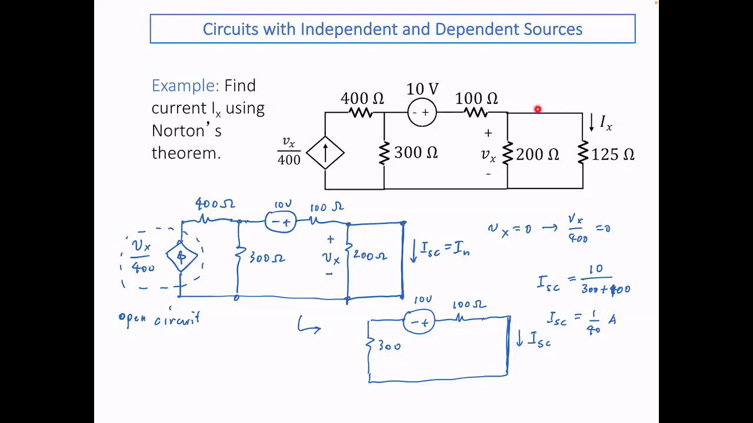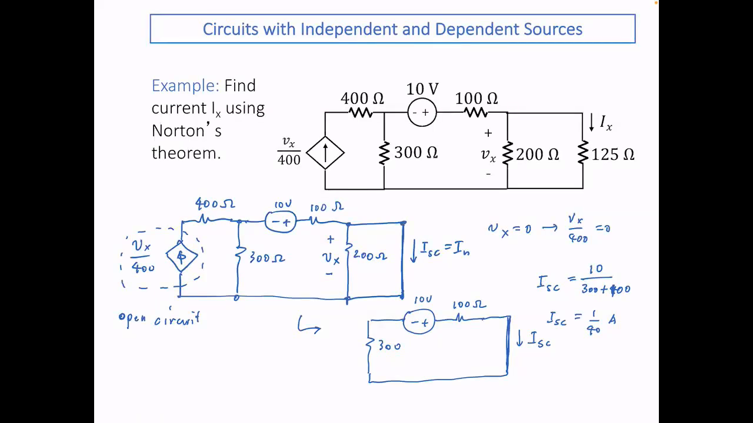Remember that hindi ko pwedeng gamitin yung technique for getting RTH dito dahil meron akong dependent source, no? Hindi ko pwedeng yung technique na ginamit natin dati na you get the equivalent resistance with respect to the load terminals, reducing all independent sources to 0. Hindi pwedeng gamitin yon because of this dependent source. So for me to get RTH, I have to compute also for my Thevenin voltage. Okay, how will I compute for my Thevenin voltage?